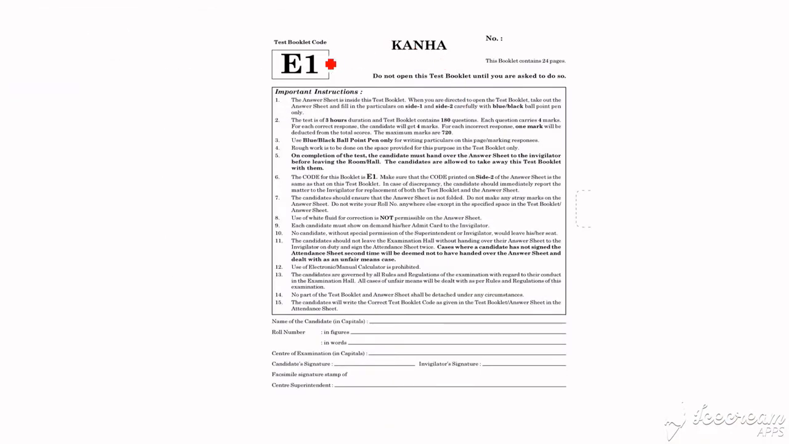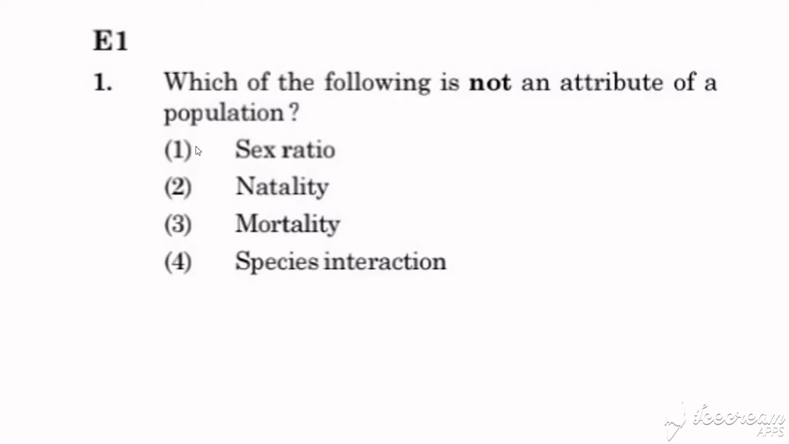So this is your set E1 and this is your 2020 question paper. ठीक है? So you're starting with question 1. Which of the following is not an attribute of population? तो इसमें पूछा गया not an attribute, so you have to be very careful while reading the question. So whether it is sex ratio or it is natality or it is mortality or it is species interaction. So hope most of you have got the answer, but let's see the answer where it is.